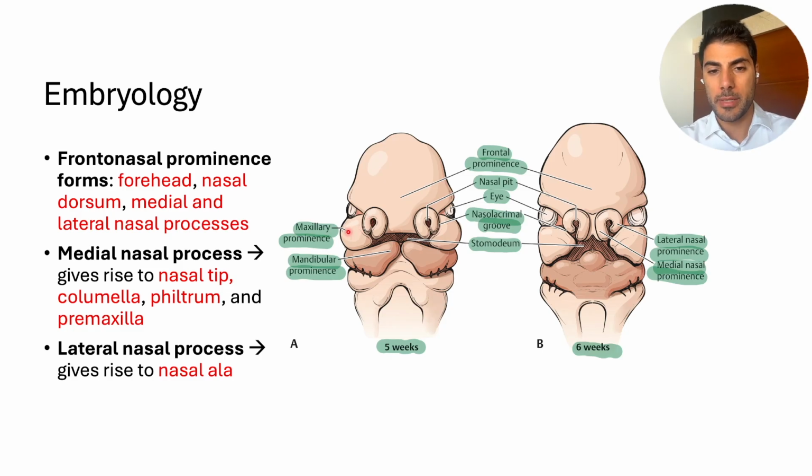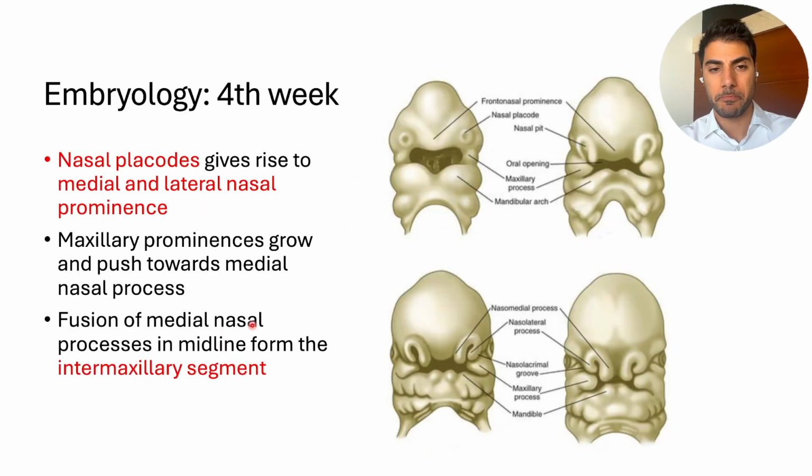So just a quick explanation. This is the maxillary prominence. What it will do, it will push the medial nasal process in the middle to fuse, and then the fusion of the medial nasal processes, this is what will give rise to the nasal tip, the columella, the philtrum, and the premaxilla.